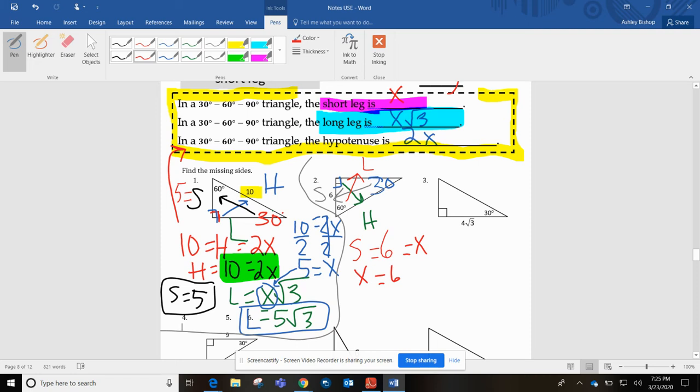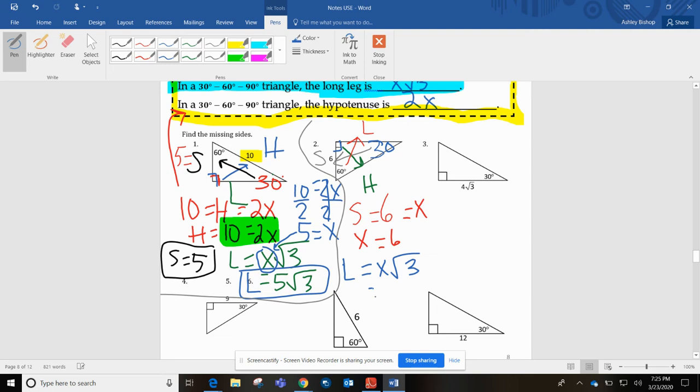Alrighty, so then now we can figure out what my long side is. Let's go to our long side. My rules tell me that my long leg is whatever x is times the square root of 3. Do I know what x is? Well, yes, x is equal to 6, so the long side must be equal to 6 times the square root of 3, and I cannot clean that up anymore. So that's what my long side is equal to.